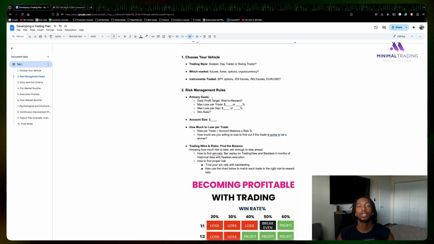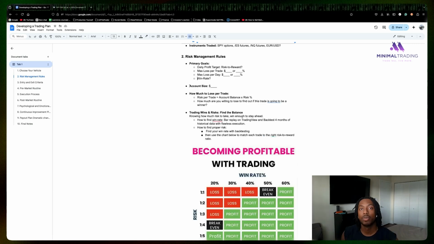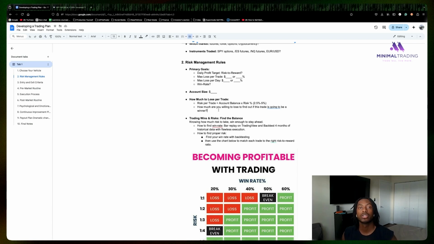I personally don't think anybody should trade more than 2 times per day for psychological reasons. One of the most important factors here is your account size. This is going to determine your daily profit target, your max loss per trade, your max loss per day, and your win rate. So how much can you stand to lose per trade? And how do you determine how much to lose per trade? These are 2 different questions. One is technical and one is psychological.